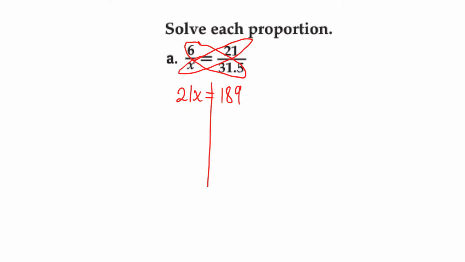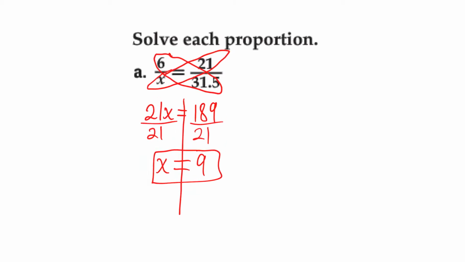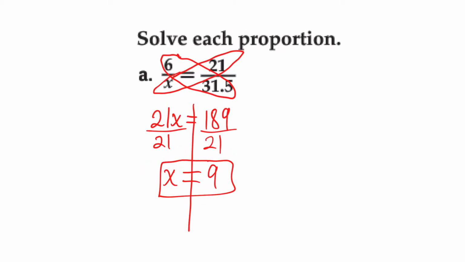We've got everything set up from there. Now from here, we just solve it like we normally would. So divide both sides by 21. So x equals 9. Now, here's what I want you to see. We found the value of x to be 9, and what that means is that 9 up here makes this fraction equal to this fraction.